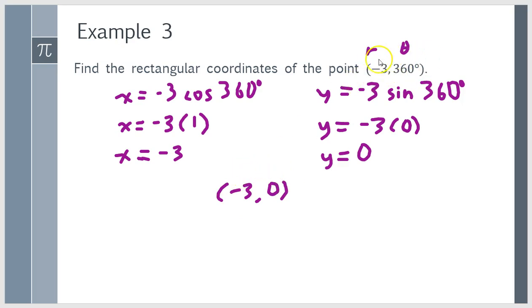So in polar coordinates, if you drew a dot at (-3, 360 degrees), you should find that it ends up in the exact same location as drawing the dot going to the left 3 and not going up or down at all in this case. So that's it for the notes on graphing polar coordinates and on how to convert from polar to rectangular.